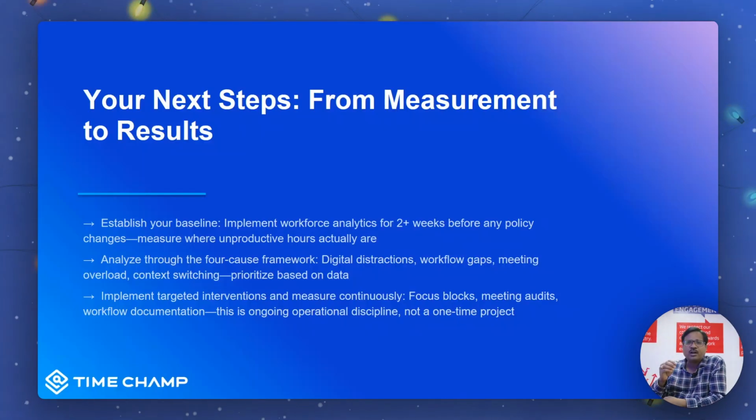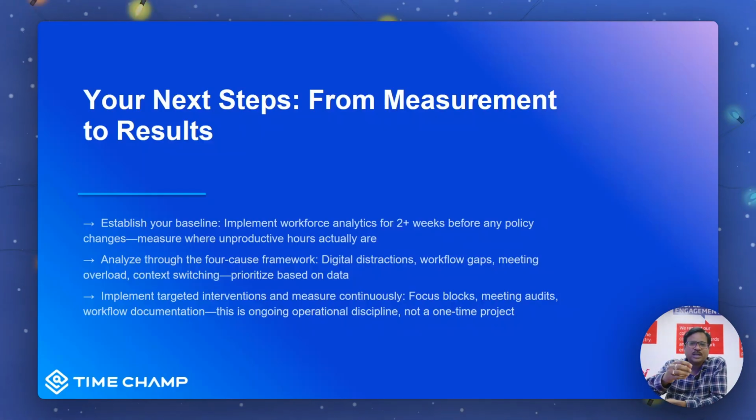The organizations that are actually reducing unproductive hours, the ones seeing 20 to 40% improvement in billable utilization within 90 days, they all started the same way, with baseline measurement. 2 weeks of tracking will reveal more about your productivity gaps than 6 months of traditional management observation.